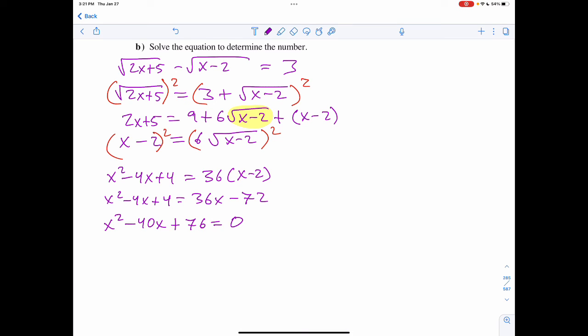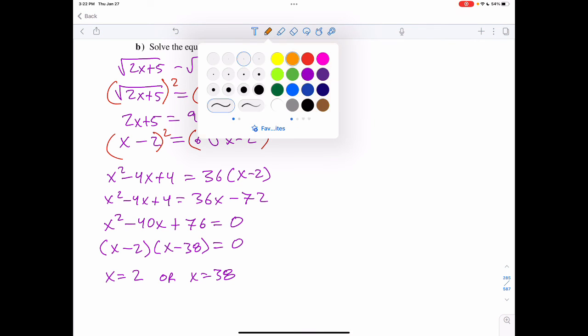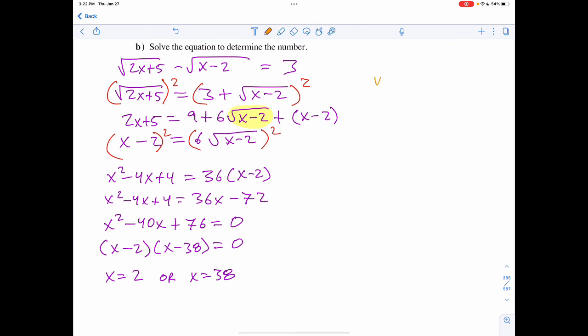And now I need two factors of 76 that add up to negative 40. So negative 2 and negative 38. Based on the first factor, x is equal to 2, or based on the second factor, x is equal to 38. Now, just like usual, we need to verify. So let's verify the 2 first.